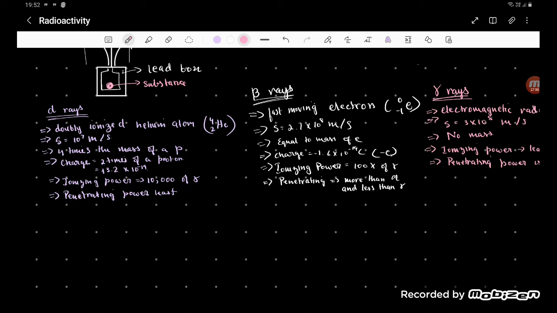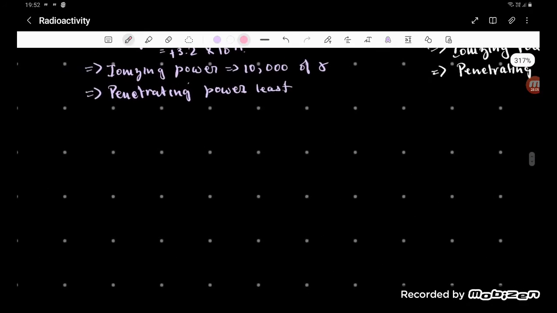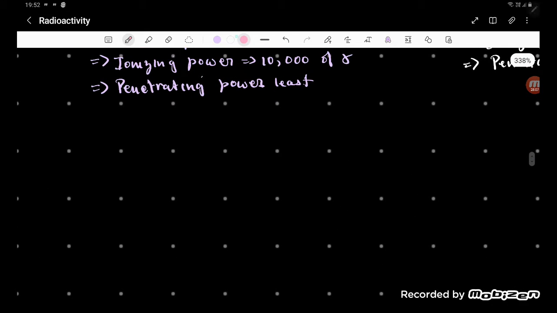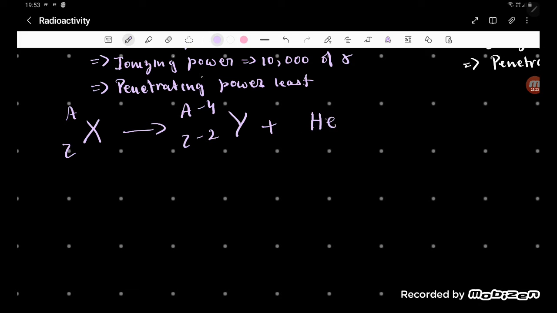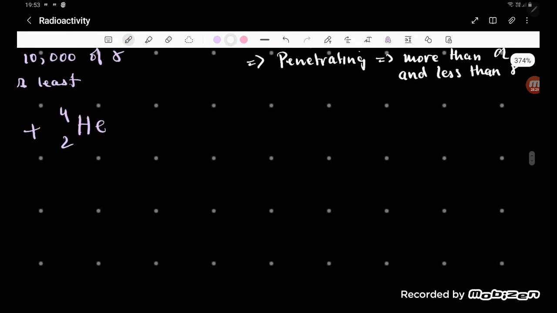Now let's talk about changes in the nucleus in alpha, beta, and gamma. In alpha emission, let me write it down. This is the element with mass number A and atomic number Z. When the element decays, you get A minus 4, Z minus 2, Y plus an alpha particle, which is helium 4 2. You have to remember this, because they might ask you to write the equations down for this.